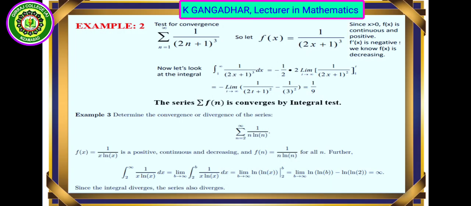So now the next problem. Test for convergence of sigma 1 by (2n plus 1) whole cube. Here f(x) equal to 1 by (2x plus 1) whole cube. Next we find the integral from 1 to infinity of f(x) dx. If the integral value exists, then we say the series is convergent. If the integral value does not exist, then we say the series is divergent.